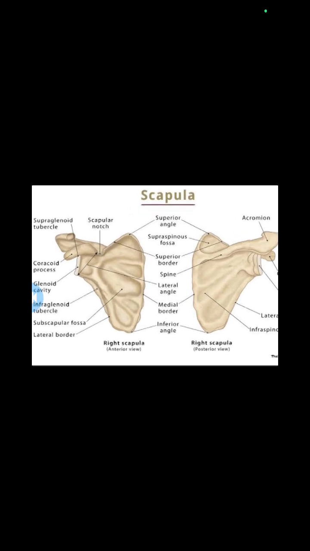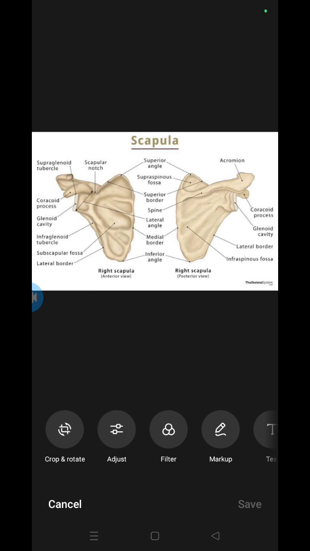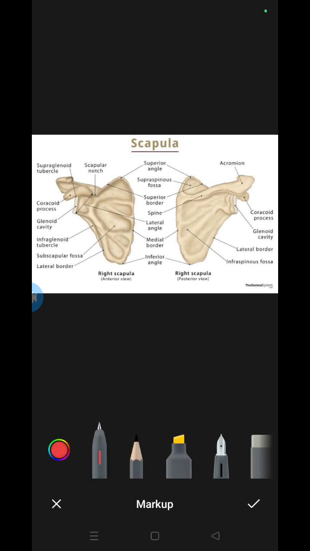The dorsal view. The dorsal view means the posterior view or surface, the dorsal surface. This one is the dorsal surface. It gives attachment to the spine of the scapula, which divides the surface into the smaller supraspinous fossa and the larger infraspinous fossa.